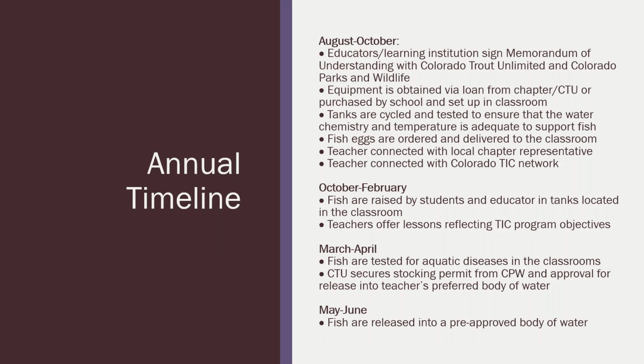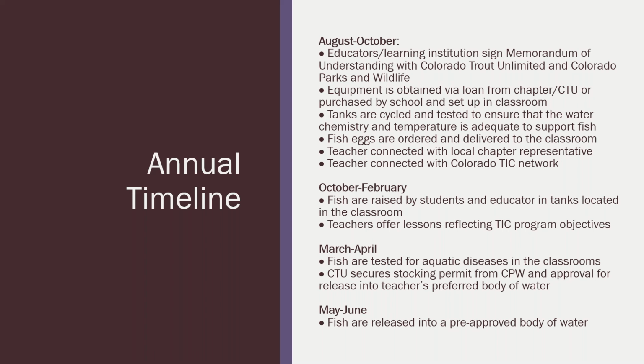So a typical TAC timeline will begin in August, but I would recommend an earlier start to be able to lock down funding and equipment and time. I accept inquiries for the program year-round. Between the months of August and October is when you will sign our program memorandum of understanding and agreements, get your equipment and set it up, cycle your tank to ensure your water quality is sufficient for the eggs, and have your eggs delivered to you.